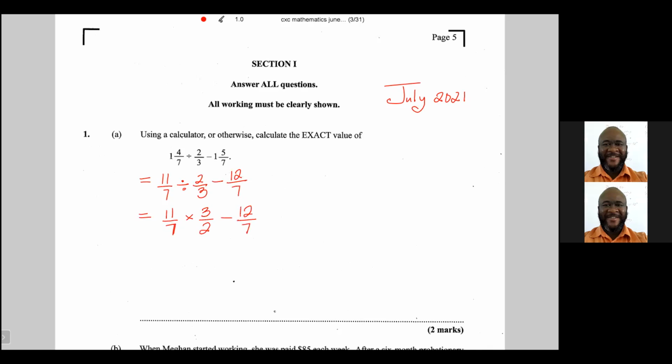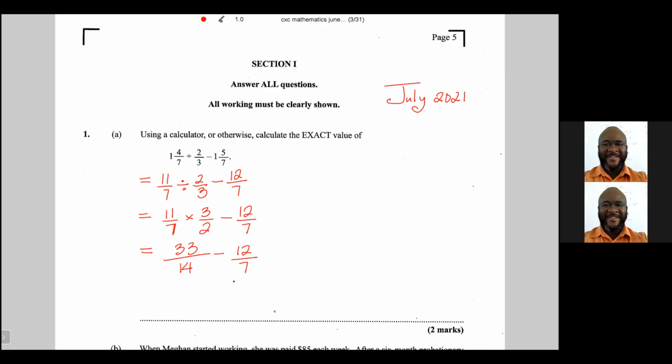Well, nothing can cancel. And when nothing can cancel, we multiply numerator by numerator. So this is 33, 11 times 3 is 33, and 7 times 2 is 14, minus 12 over 7. According to the order of arithmetic operations, we have to do division before addition and subtraction. I normally tell my students addition and subtraction are lower level operations that are usually done last.